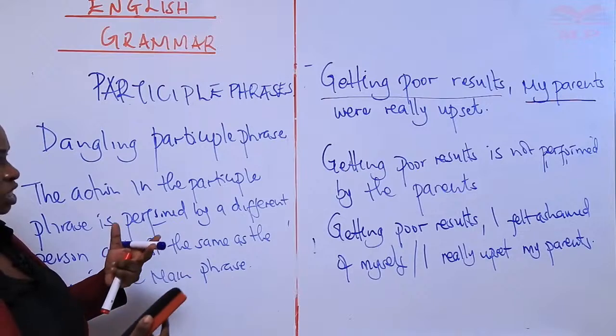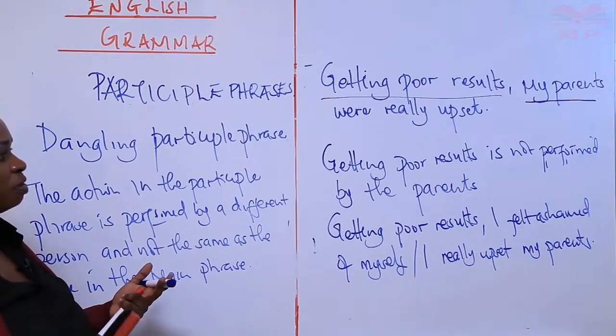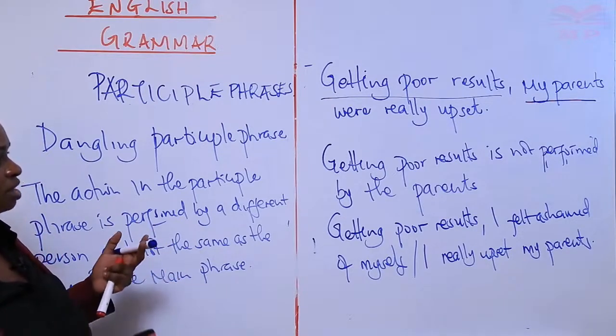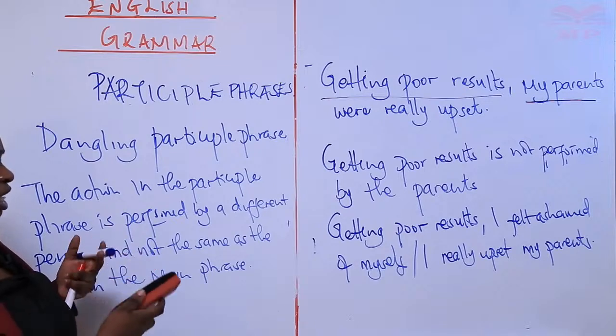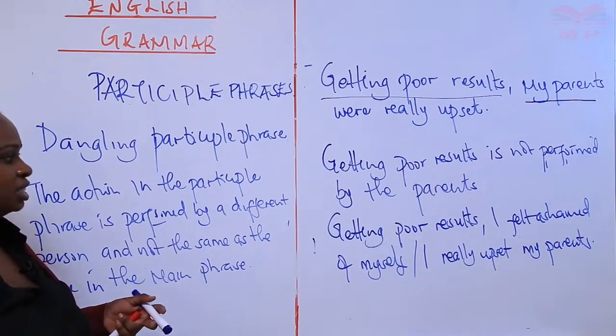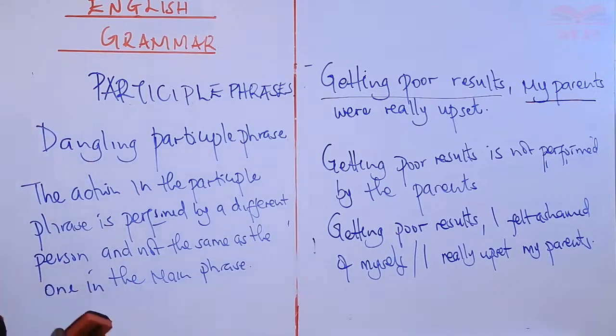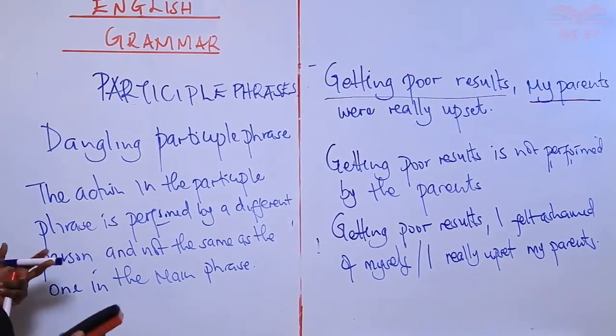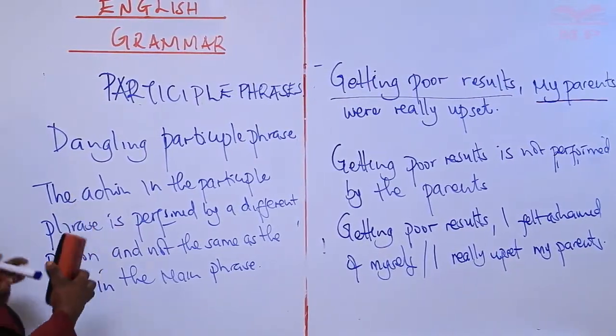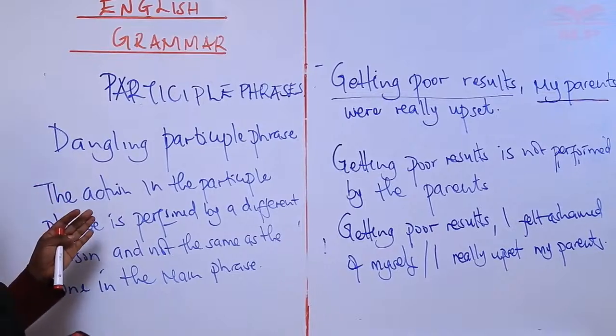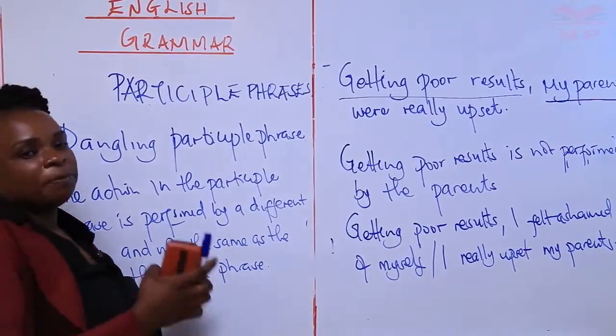I'll give you more exercises to practice on it, to avoid the idea of ambiguity and the idea of maybe having a participle phrase that looks as if it is hanging. All right? Now, having said that, we can also add that the participle phrase can be introduced by either a present participle or a past participle.